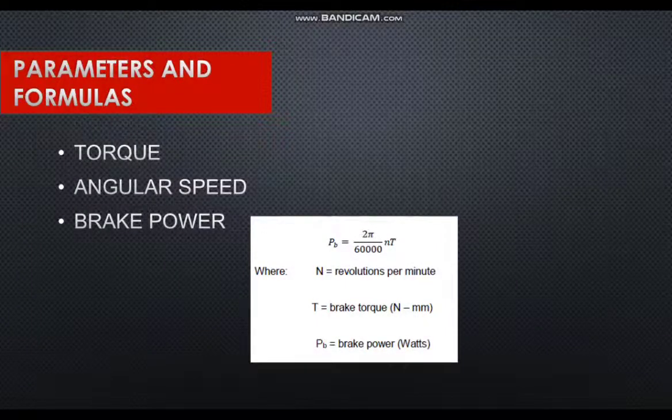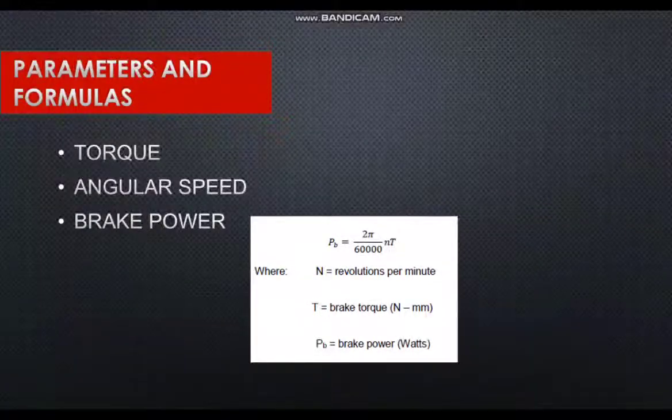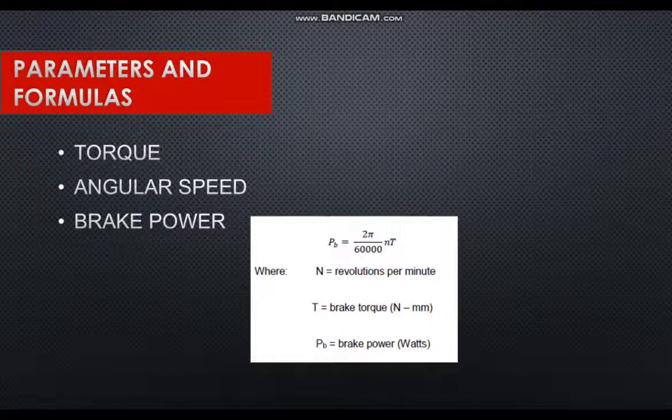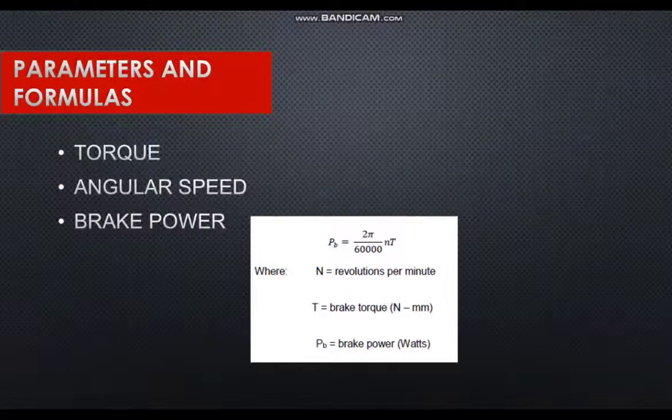The parameters to be obtained are the torque, angular speed, and brake power. Torque can be obtained from the load cell measured using an Arduino Uno and has a unit of Newton millimeter. The angular speed is measured using a tachometer and controlled by an Arduino. Brake power is obtained using this formula: PB is equal to 2πNT over 60,000, where N is the revolutions per minute, T is the torque in Newton millimeter, and PB is the brake power in watts.